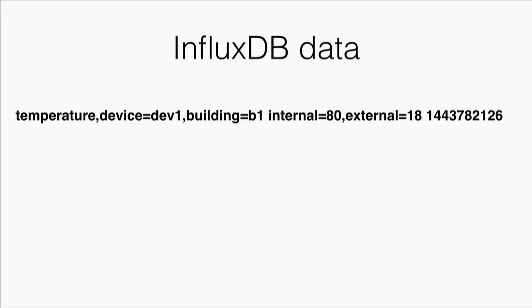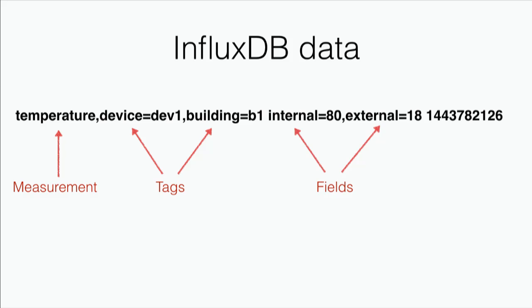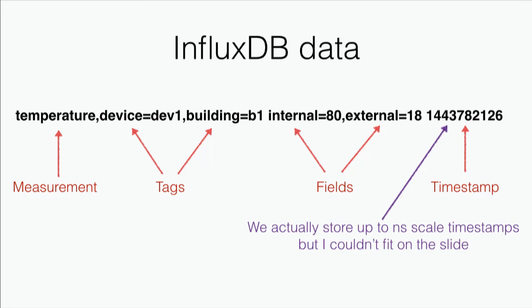So here's what data inside InfluxDB looks like, or what the schema looks like for the time series database. We have a measurement name, which is a string. We have tags, which are key value pairs, and the values are strings as well. And then we have fields, key value pairs, where the values are the actual values that we have in our time series. And then we have a timestamp. And we actually support nanosecond scale timestamps.